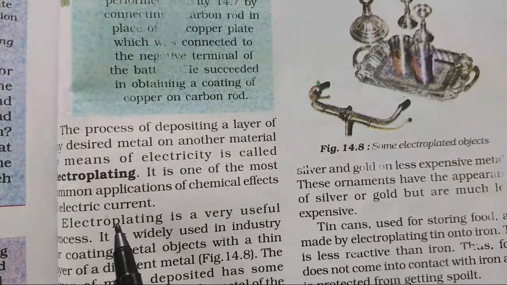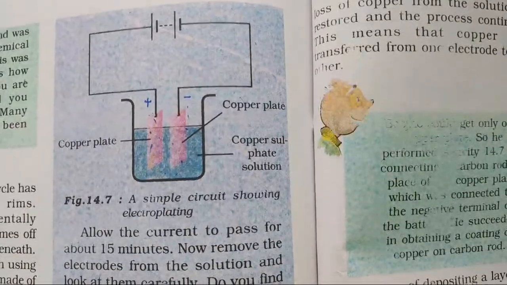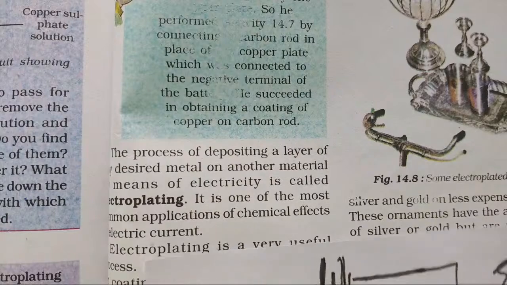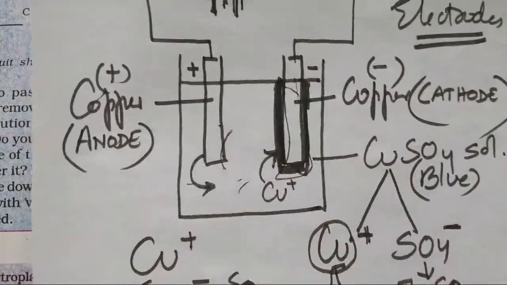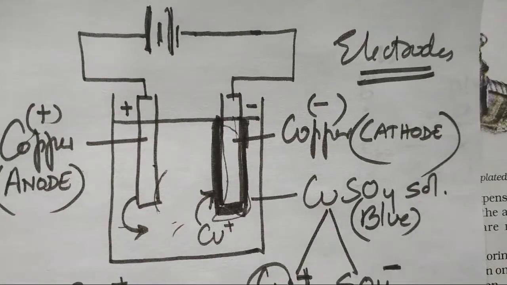If you see, this electroplating is explained in this activity. Now, is electroplating used only with copper? No, it is used with other metals also. Like if you want to coat, you must have heard and seen gold ornaments. They look like gold, but actually they are not gold. So how are they made to look like gold?